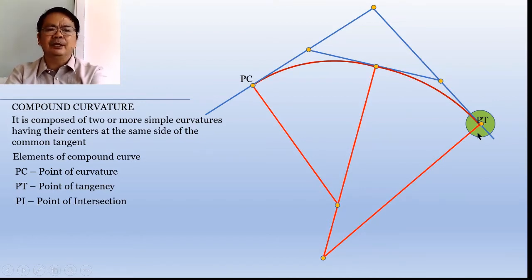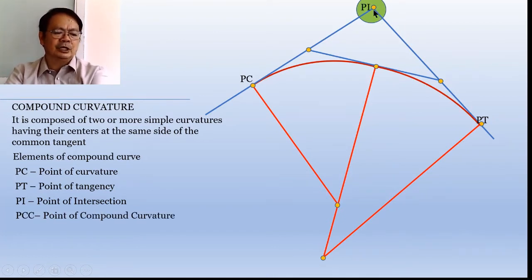We also have the point of intersection. It is the point where the tangents intersect. Ito yung point of intersection nating tinutukoy. Then we also have here the point of compound curvature. It is the point where the two curves meet. Itong point na yun, kung saan yung dalawang curvature ay nag-join. Then we call this as the point of compound curvature.